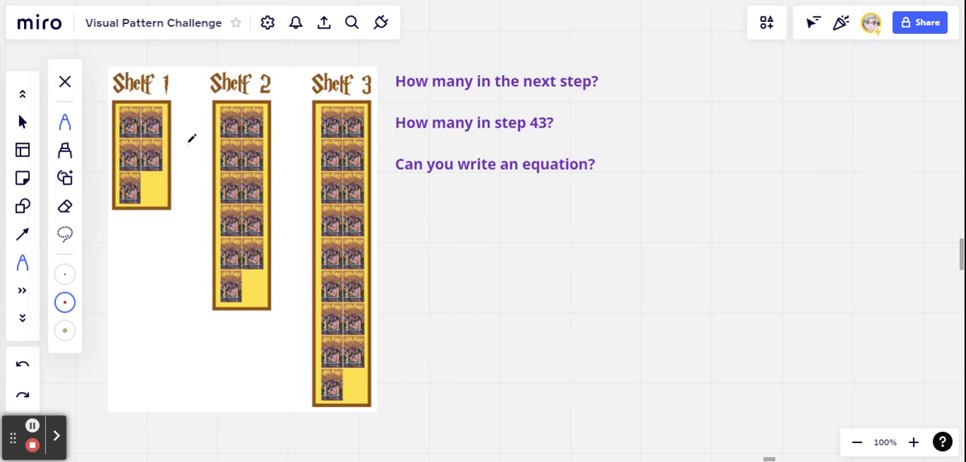Here is our pattern today. We've got bookshelves, and here's shelf 1, shelf 2, shelf 3. Your challenge is to predict how many books there are going to be on shelf 4. If you can do that, how about shelf 43? And could you write an equation that could be used to predict the number of books on any shelf at all? So that's the challenge. If you'd like to accept it, pause the video and work it out.